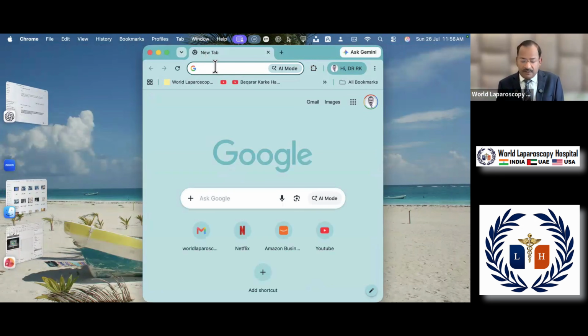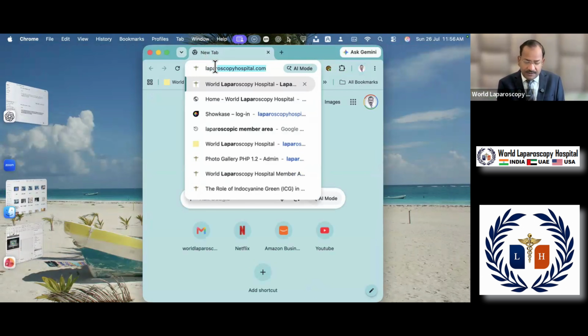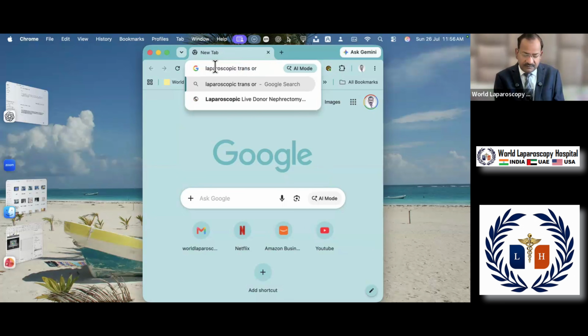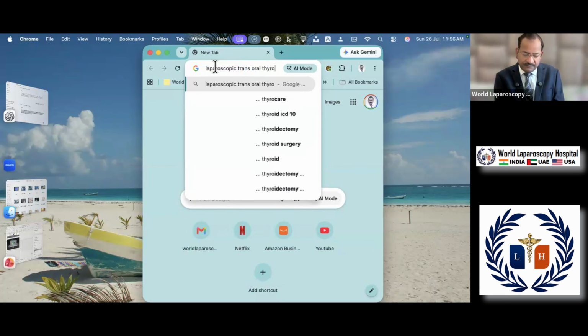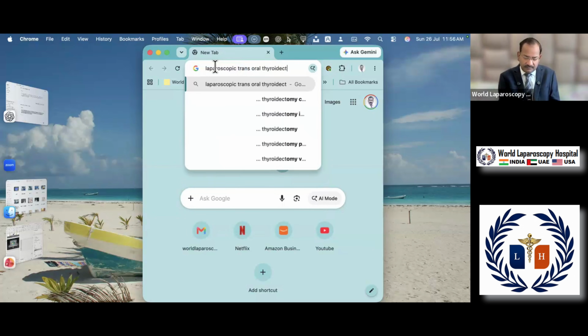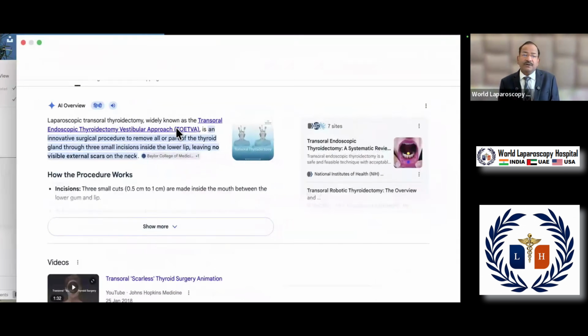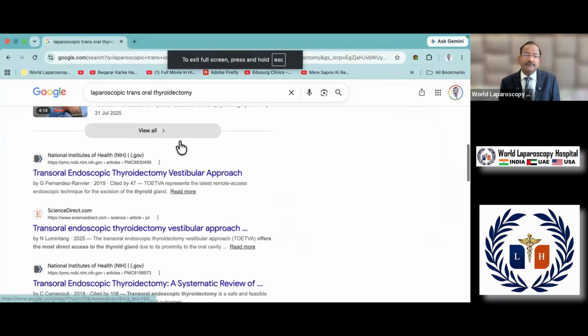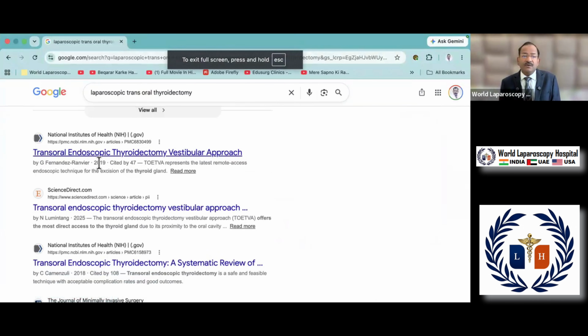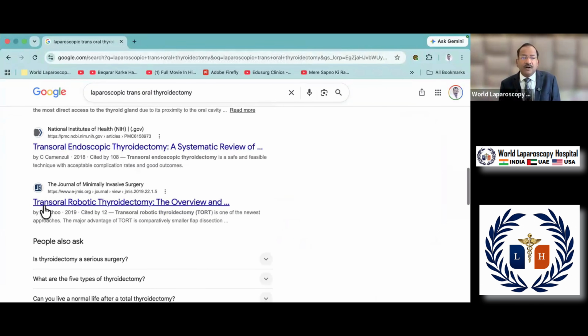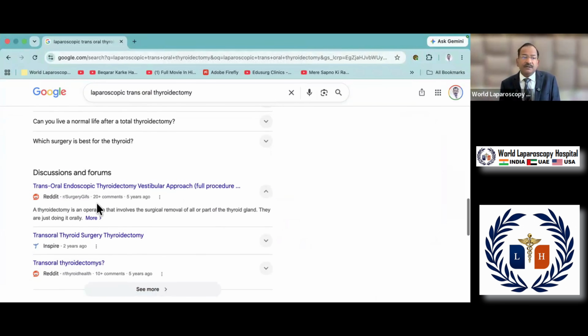If you type in Google laparoscopic transoral thyroidectomy, you will see the literature, I will show you. Look at this here. Transoral endoscopic thyroidectomy, it is good. Endoscopy word use is good. Robotic transoral, it is good.